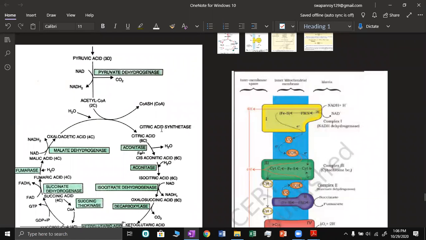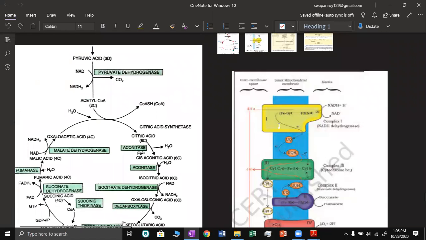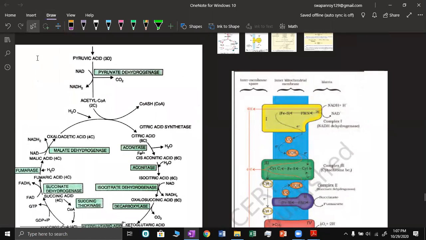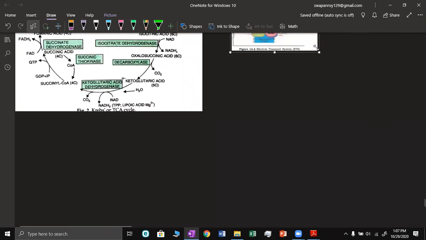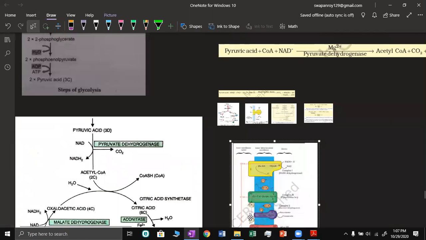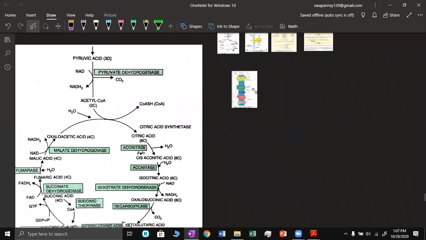So we'll continue today with respiration. Today, after fermentation and glycolysis, we will see what happens when there is oxygen in the system.